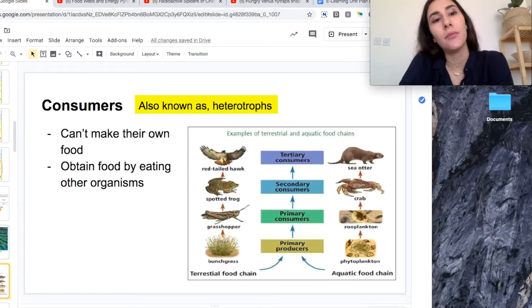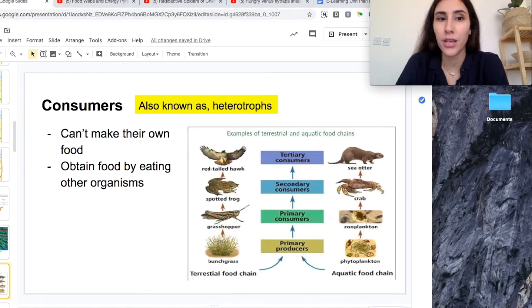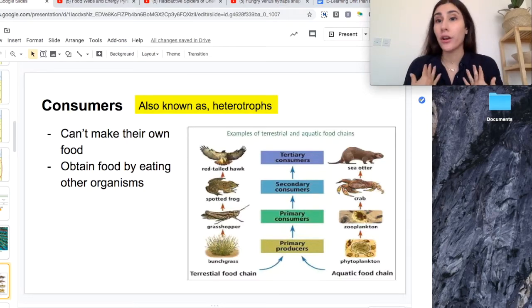The next category of organisms we want to talk about are consumers, which are also known as heterotrophs. And we are considered consumers. Animals are considered consumers. These are organisms that can't make their own food, so they have to actually obtain it by eating other organisms, okay?